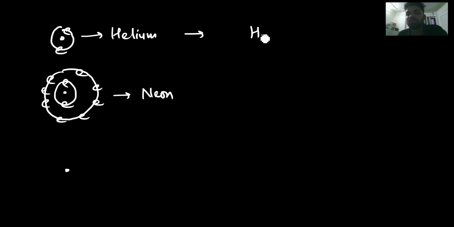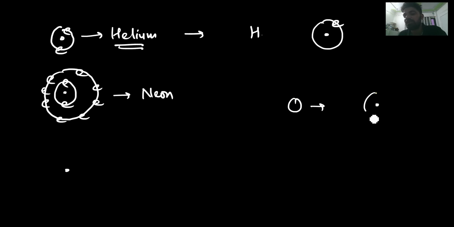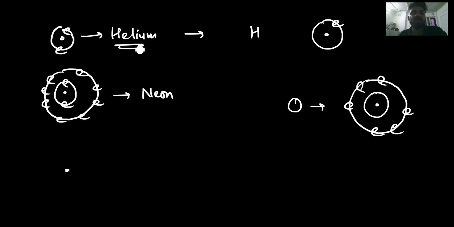For example, this is hydrogen, and this hydrogen has only 1 electron in its outermost shell. So it wants to have the stable electronic configuration of helium. Similarly, that oxygen atom has 6 electrons in its outermost shell, 1, 2, 3, 4, 5, 6. Now this oxygen atom wants to be stable with the electronic configuration of the nearest noble gas, that is neon.